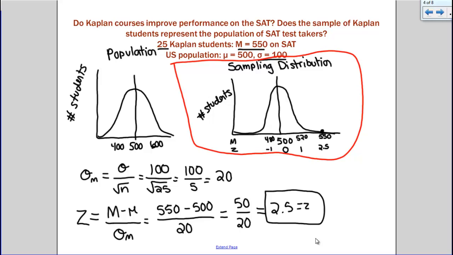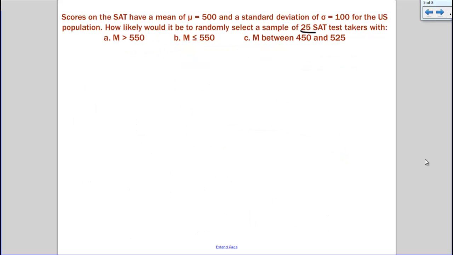And if it's significant, then we would be confident that it's not just some random difference that resulted in the difference between the sample mean and the population mean, but that the independent variable actually had an effect. All right, so now let's take a look at an example where we are trying to figure out the probabilities associated with specific sample means.